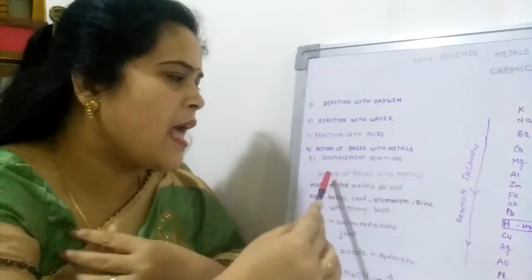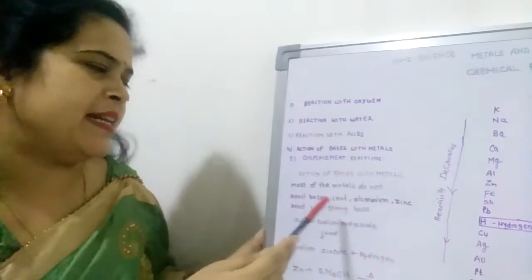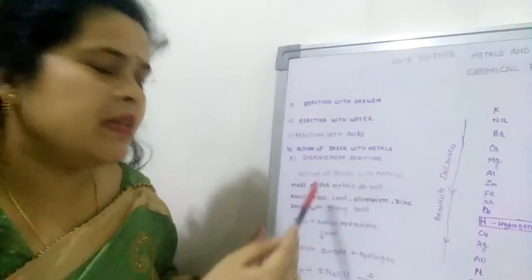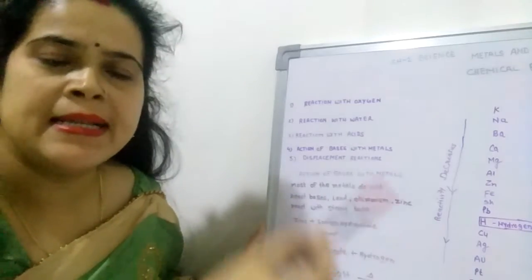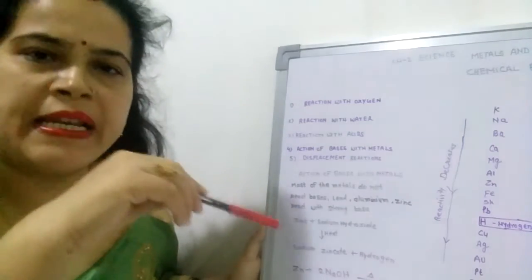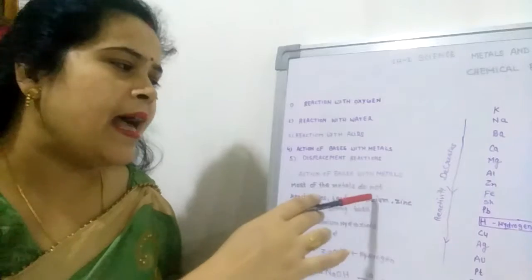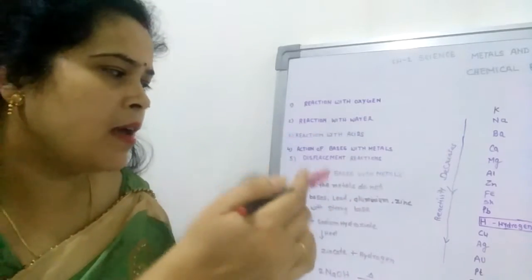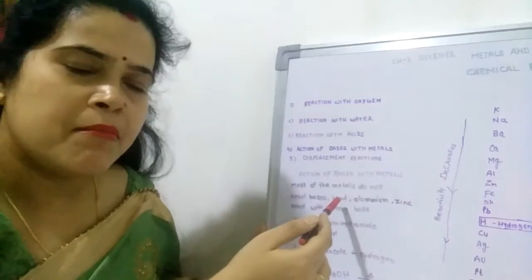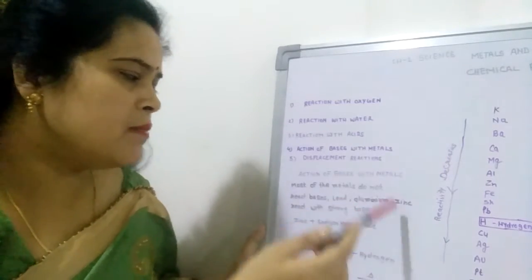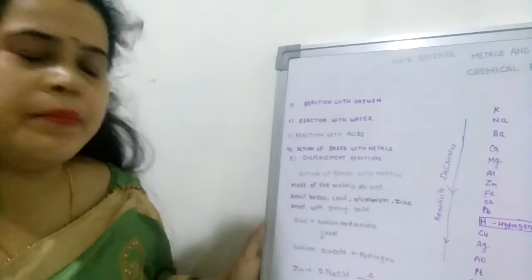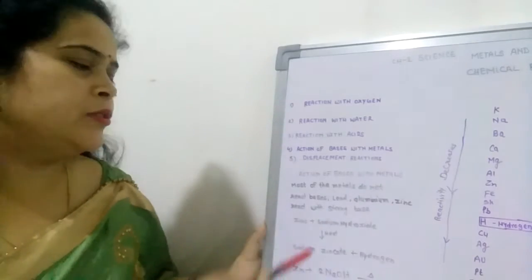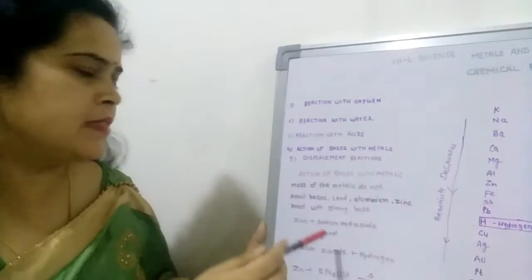The first is action of bases with metals. Most of the metals do not react with bases. Lead, aluminium, zinc react with strong bases. Some metals like lead, aluminium, zinc react with the strong bases. So here zinc is a strong metal, so it reacts with the strong base.